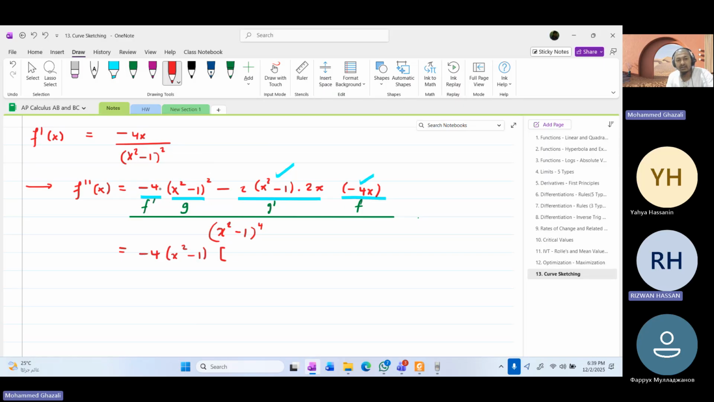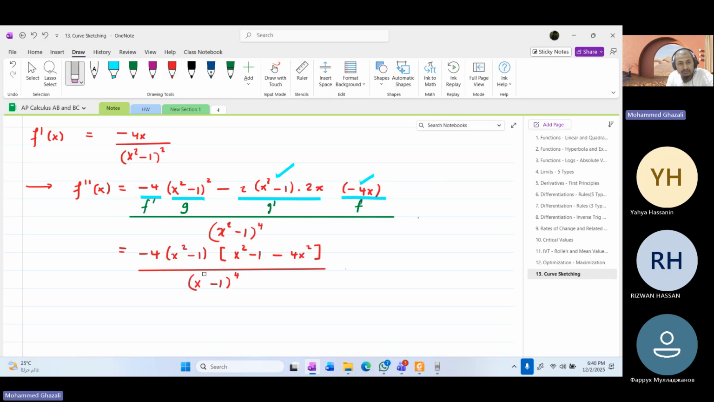Open the bracket. If I take this and divide by this, you'll get, no, sorry, not 1, you'll get x squared minus 1. And if I take all of this and divide it by minus 4 times x squared minus 1, I will get minus 4x squared. Let's check it out. The minus 4 and the x squared minus 1 disappear. So you're left with minus 2 times 2x minus 4x times x minus 4x squared, all over x squared minus 1 to the power 4.